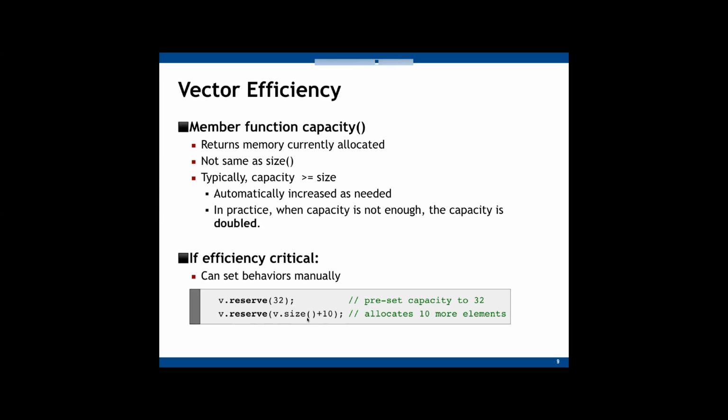So if efficiency is an issue, use these reserve member functions to control the capacity of your vector. But if not, you can just completely ignore the capacity of the vector. The capacity of the vector will be automatically increased as needed.